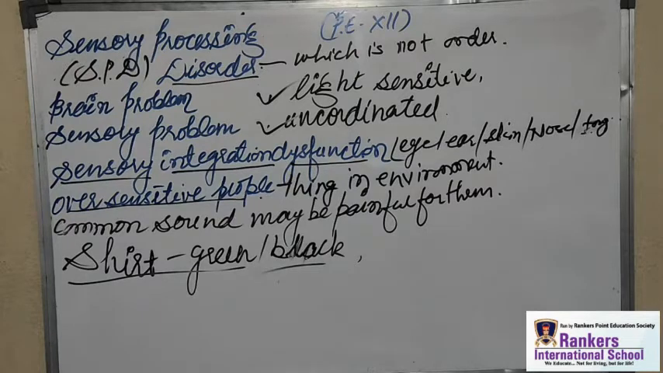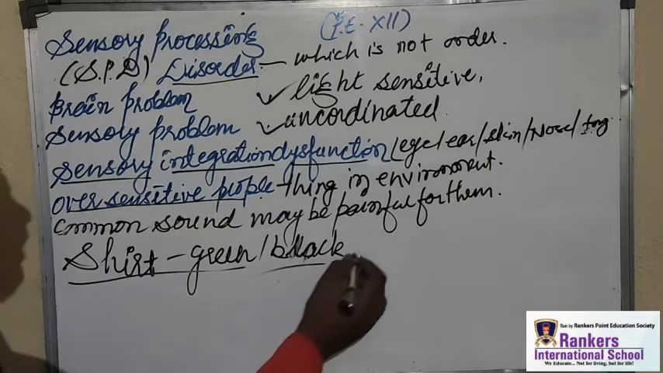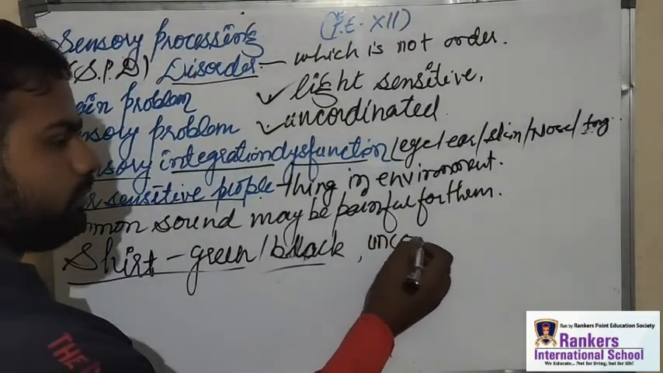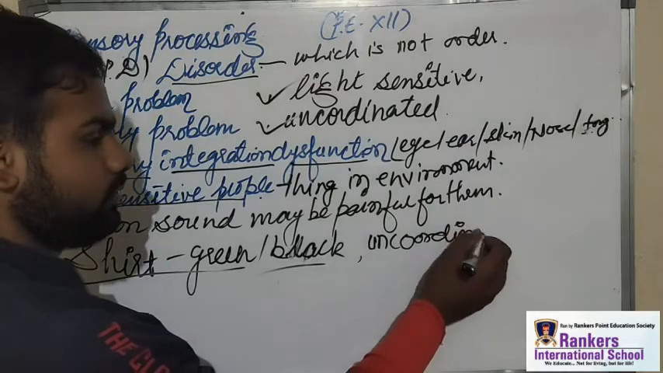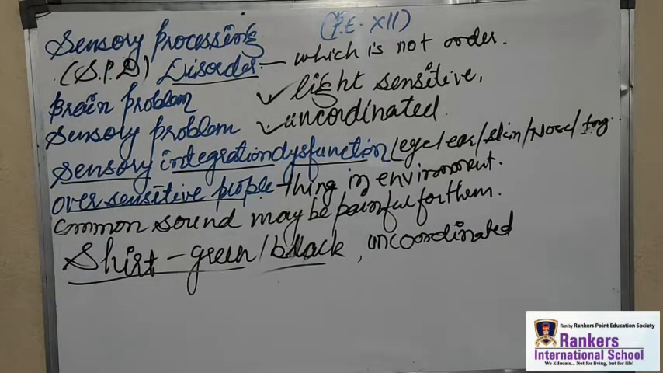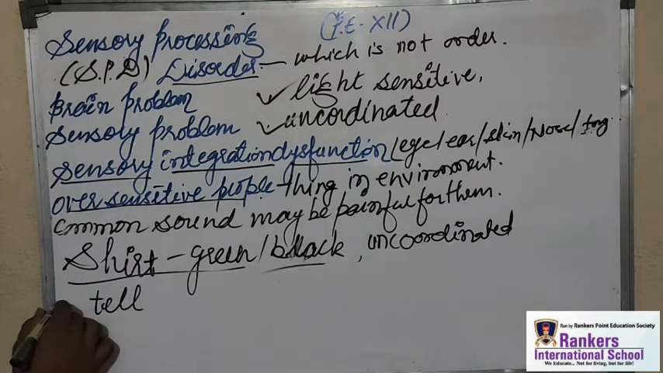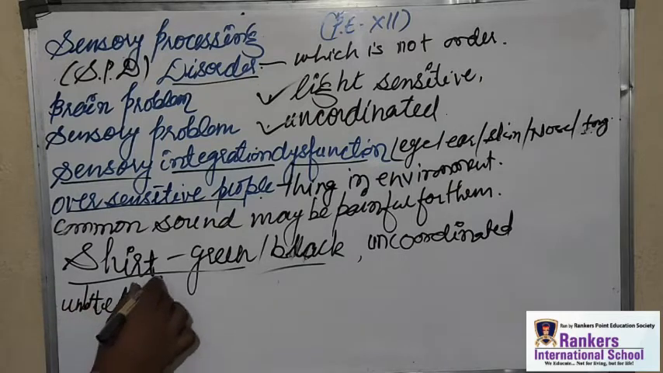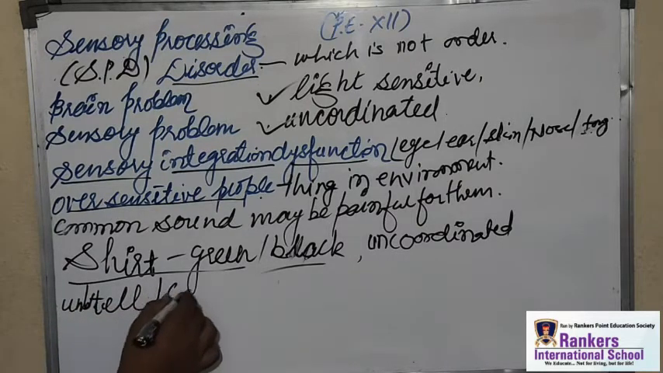Others with sensory processing disorder may be uncoordinated. Another thing is that they bump into things, are unable to tell where their limbs are in space, and find it hard to engage in conversation or play. Unable to tell, that is what it means. The next thing is conversation.